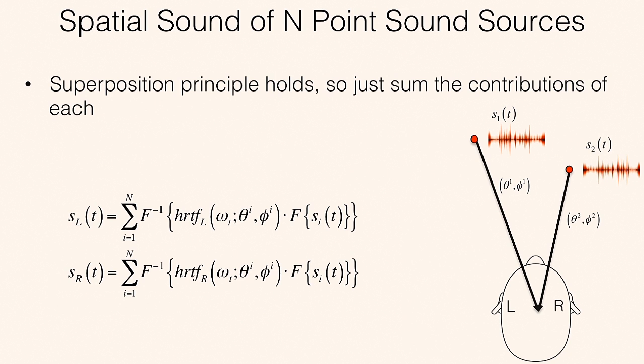Finally, if we want to render more than a single sound source, it's quite easy. For most volumes of sound that are reasonable to not destroy people's ears, the superposition principle tends to hold, and you can just linearly add up all the contributions, and for efficiency you can pull out the inverse Fourier transform over there.